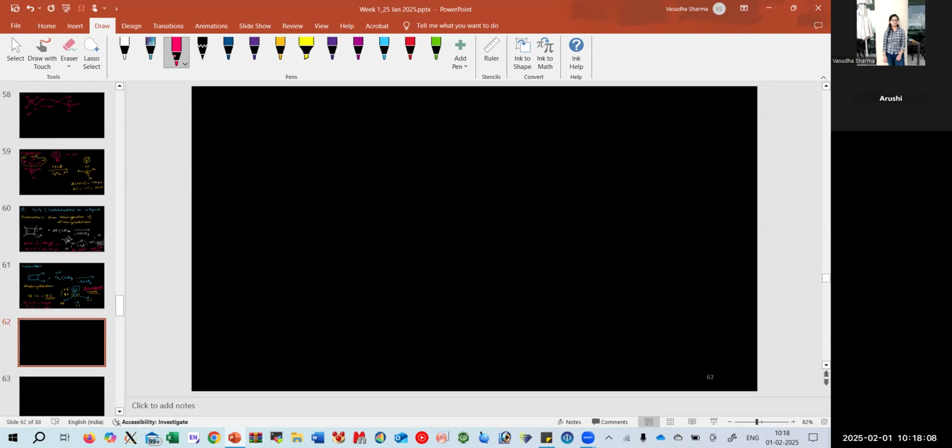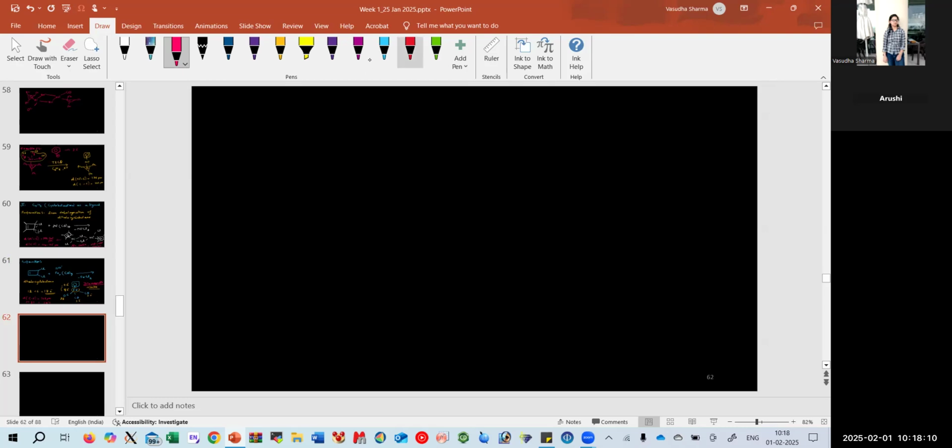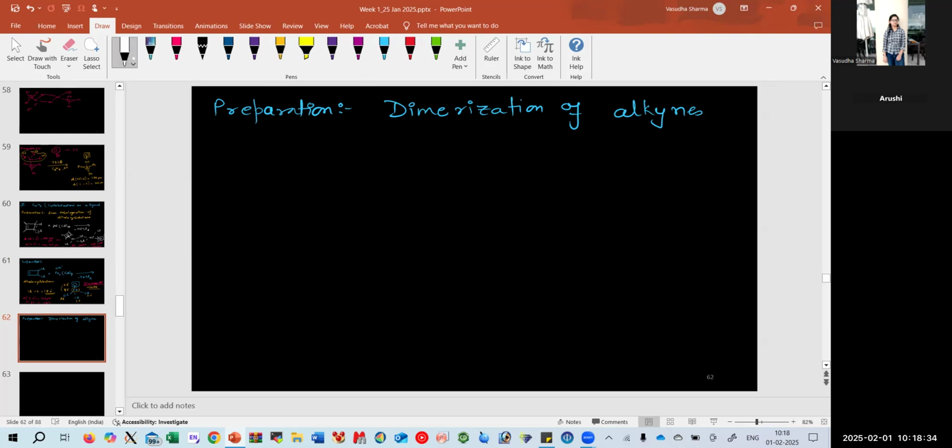Now we move ahead with the next preparation method. The next preparation method is from the dimerization of alkynes. So from dimerization of alkynes also we can produce a cyclobutadiene based transition metal complex. What we have is, we are taking a salt, Na2PdCl4.